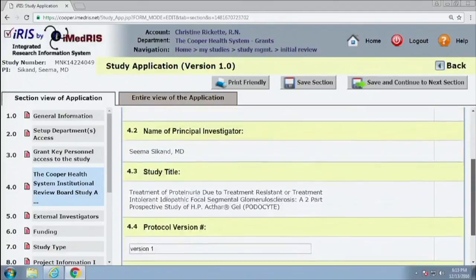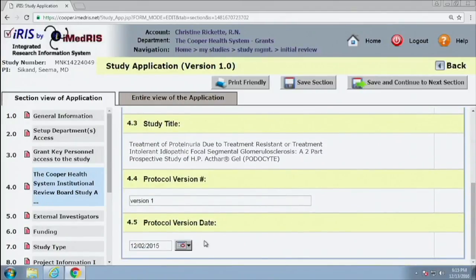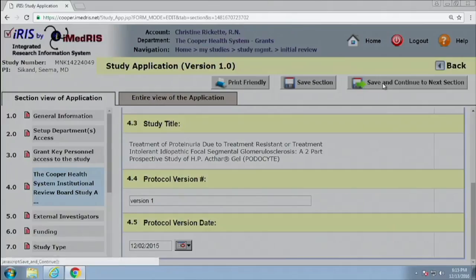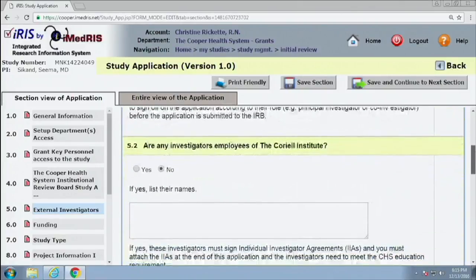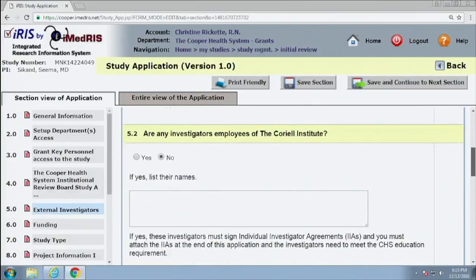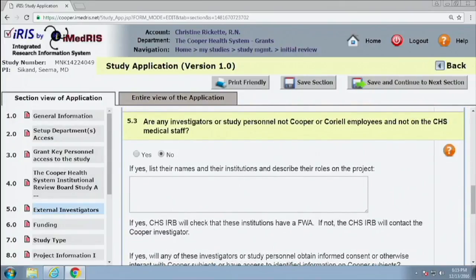Then this just leads to like an introductory. I want to put the protocol version date. If you wrote it, I would just put the day that you're submitting. Then external investigators, there's different categories. If they're not Cooper employees, but they're on the Cooper medical staff, like CADV would be, they would get added there. Any Core EL people, if you're doing a project, you know, genetics or whatever with them, you would add them in that category.